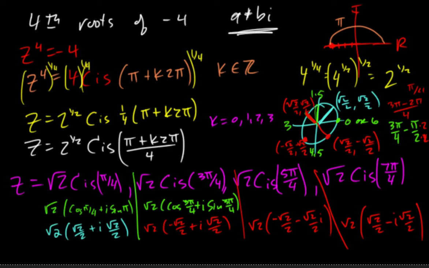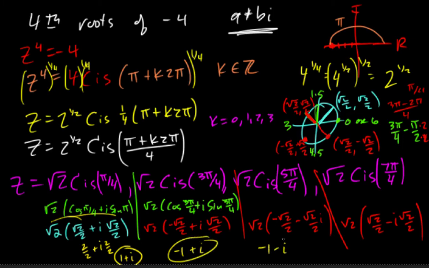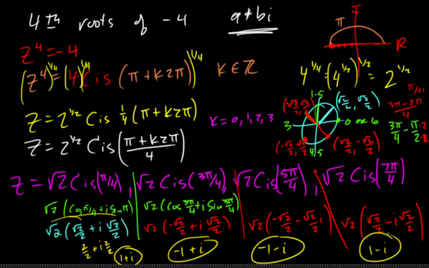Okay. Now, we need to distribute the square root of 2 to all of these. So that's just going to give us 2 over 2 plus i 2 over 2. And that's going to be 1 plus i for that final one. Do it here, it's just going to be negative 1 plus i. Do it here, it's going to be negative 1 minus i. And do it here, it's going to be 1 minus i. Okay?